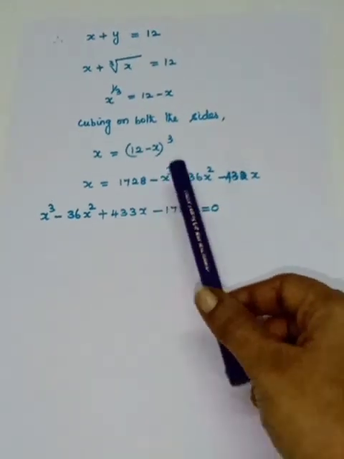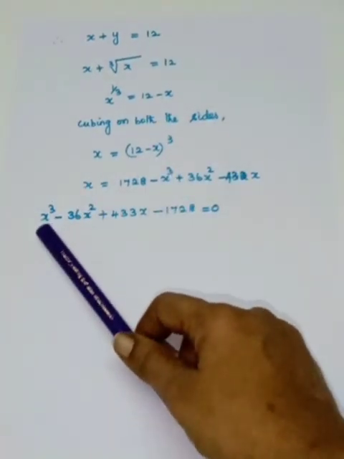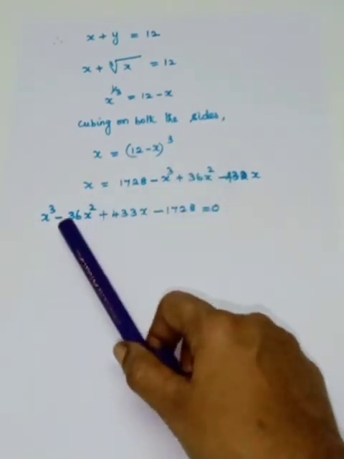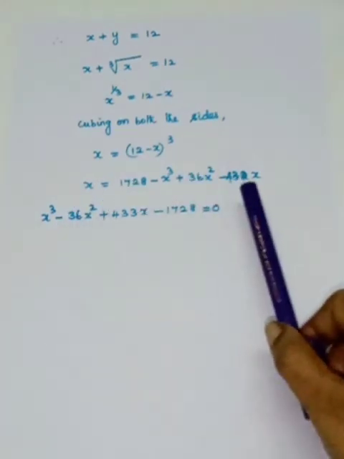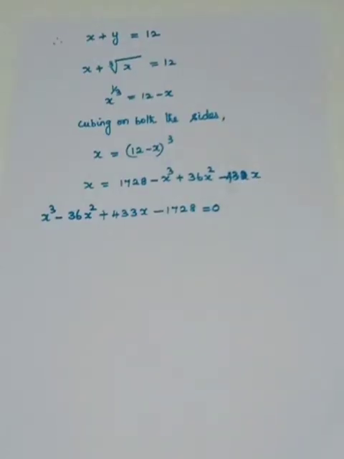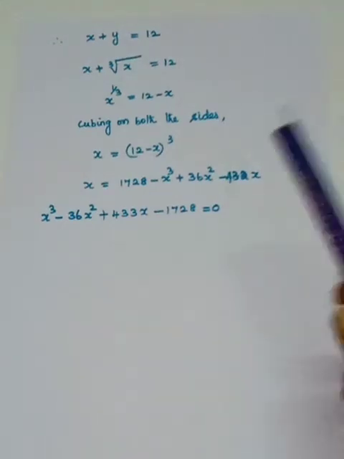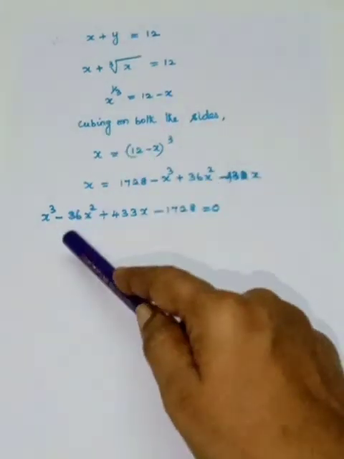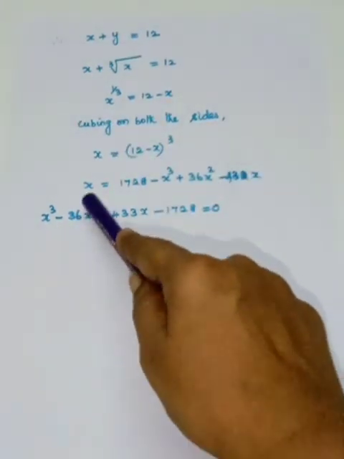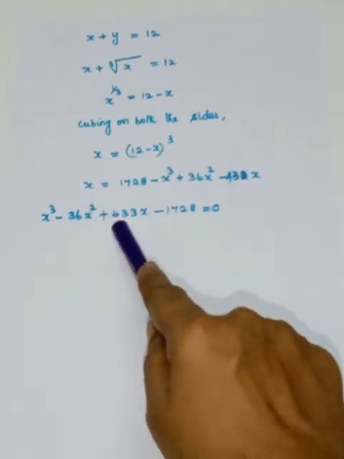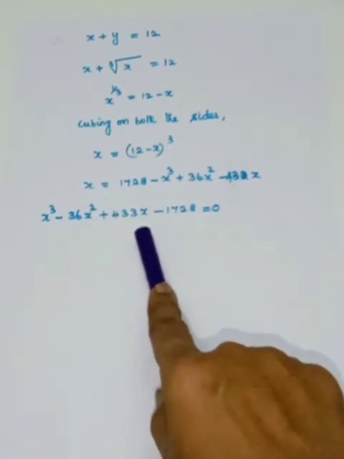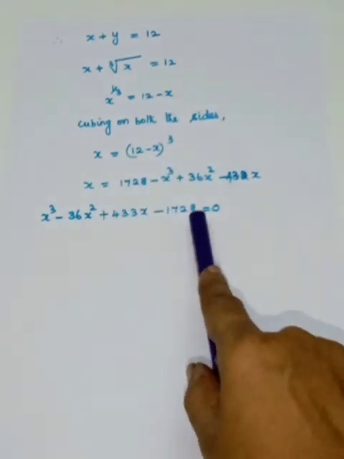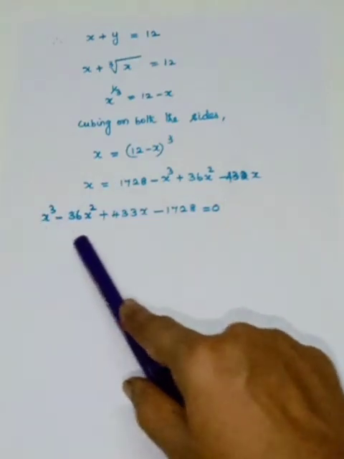So minus x cube, when I bring it to the left side, is plus x cube, and minus 36x squared on the left side, and here minus 432x, and here you have 1x. When you bring minus 432x to the left side, it becomes positive, so it is added with 1x. You will have plus 433x. And what is left out? This constant: if you bring it to the left side, it is minus 1728 is equal to 0. This is the mathematical problem.